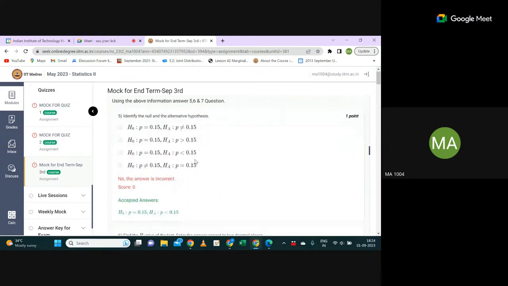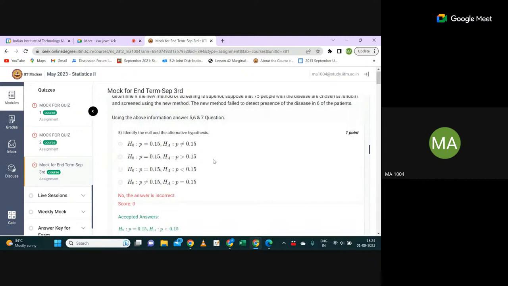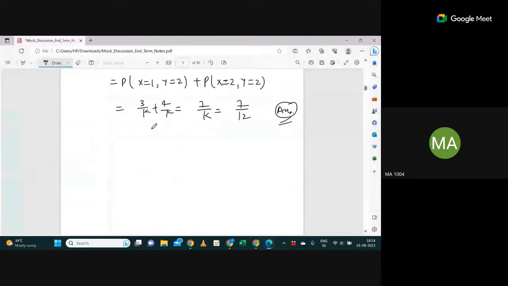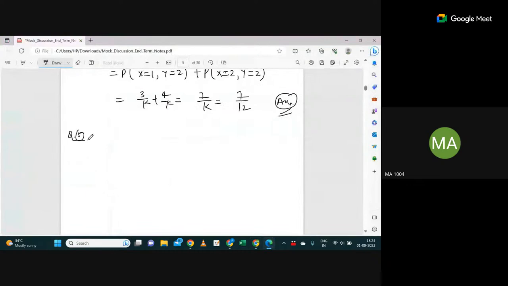Any doubt in this question? No, sir. It's clear, right? Is it okay, yes, or in doubt? Okay. Yes, now, tell me one thing. If it's C, let me write down the things so that it will be clear for you. So question 5 is directly H naught is P equal to 0.15 and the alternative will be P less than 0.15, correct?